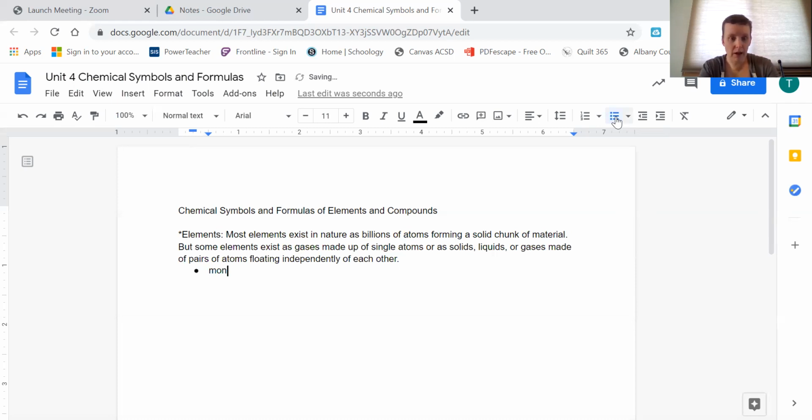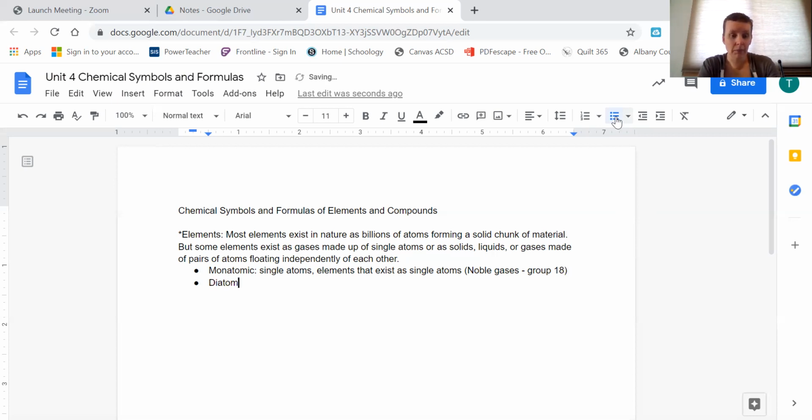All right, first off, monatomic. Hopefully you guys already know that mono means one, okay? So monatomic literally means single atoms, okay? These are elements that exist as single atoms, and they are the noble gases, which if you aren't familiar with that yet, we did do that color-coded periodic table way back in the fall. Noble gases are group 18, so helium all the way down to radon. Those are the noble gases, and they exist as single atoms floating around by themselves. They're the only elements that exist that way.